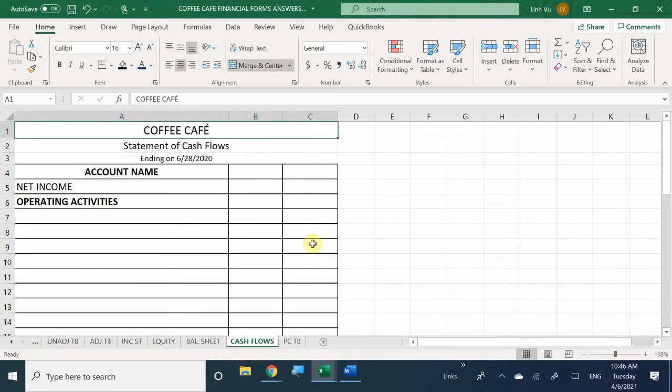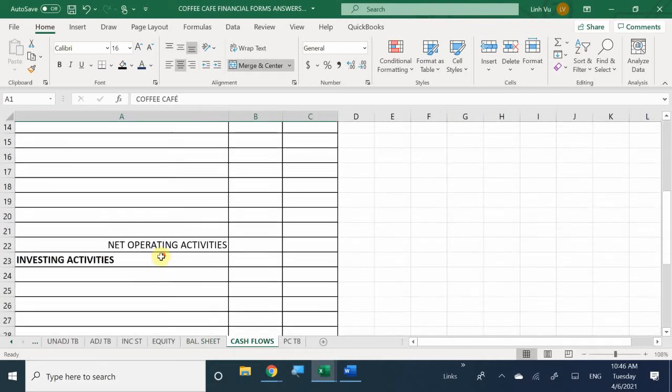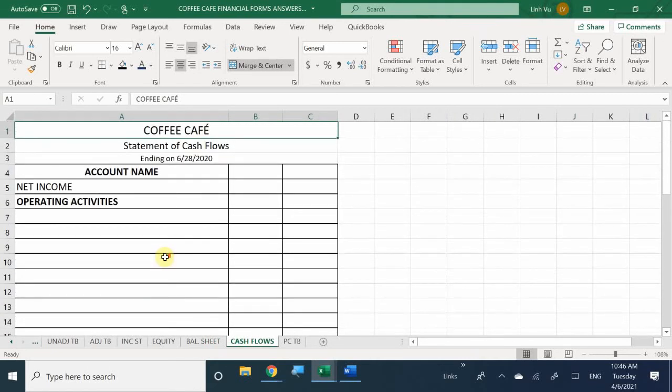Last but not least is going to be the statement of cash flows. Now, the statement of cash flows is probably one of the trickiest statements to complete manually. Okay? Manually, because there are many accounts that you have to really consider in terms of how they flow through your company. The basic understanding of how to compute and complete the statement of cash flows is to really understand transferring all of your accrual accounts into cash basis accounts.